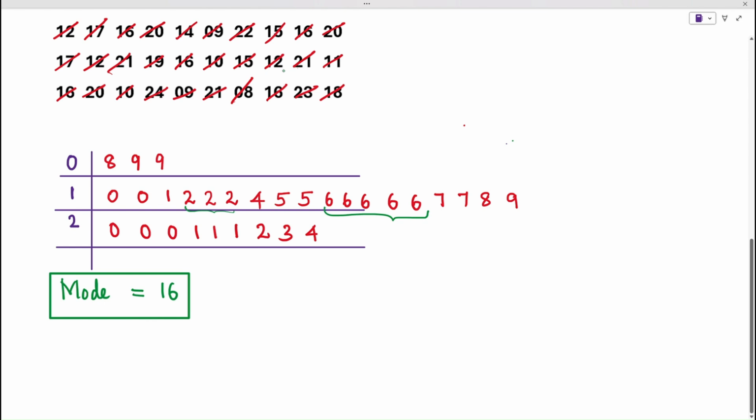Now the next easiest thing to do would be our range. And this is just as simple as looking at the number in the top left, which is 8, and subtracting it from the number which is at the bottom right, 24. So we're subtracting our lowest number from our highest number. So this is 24 minus 8. And our range is 16.